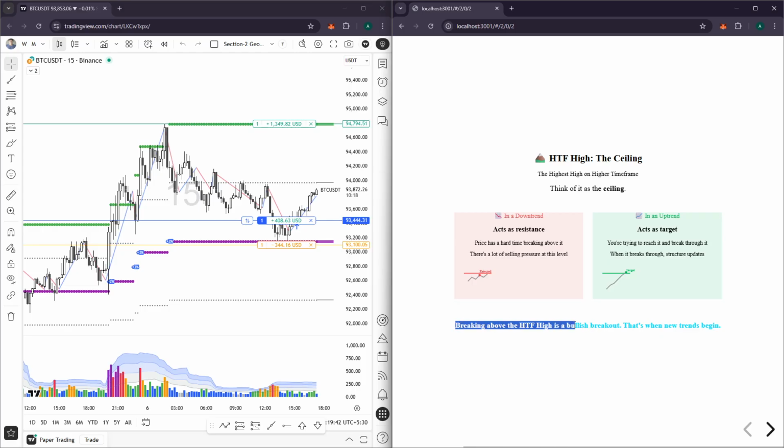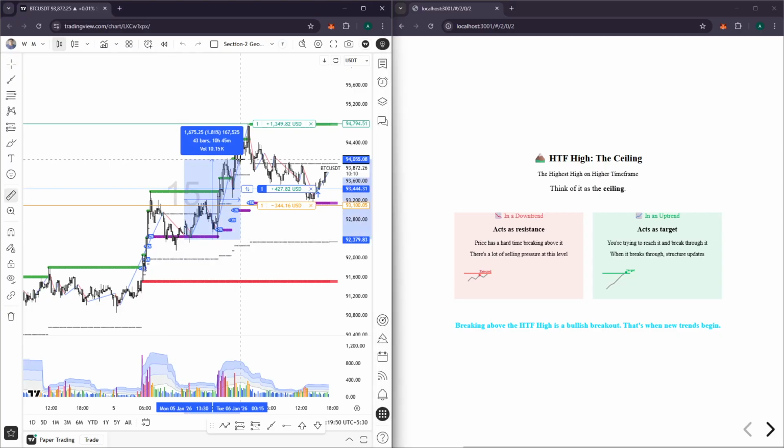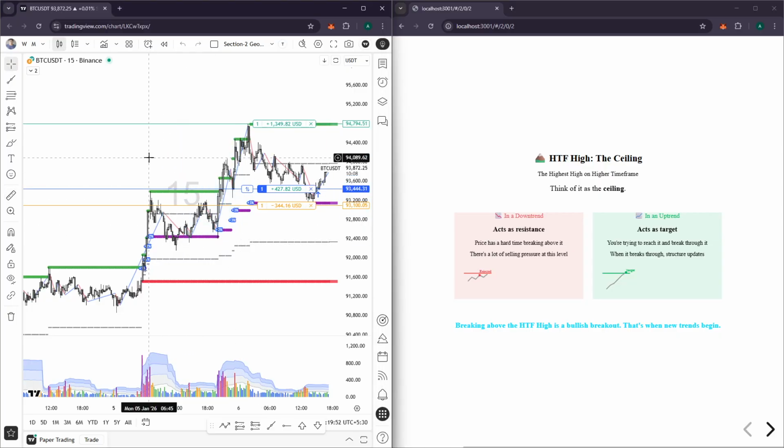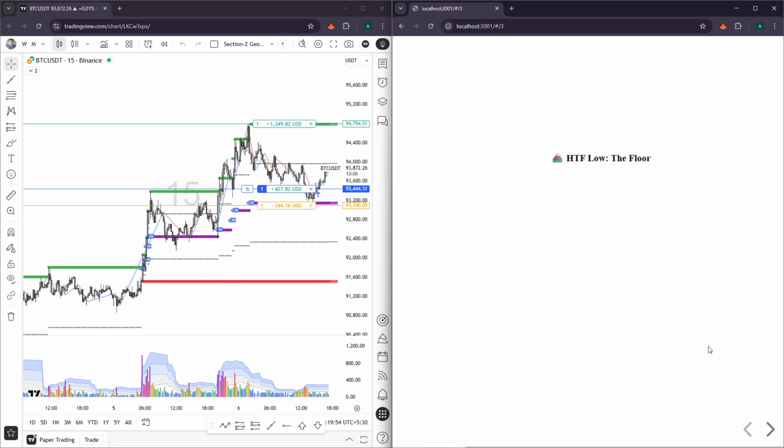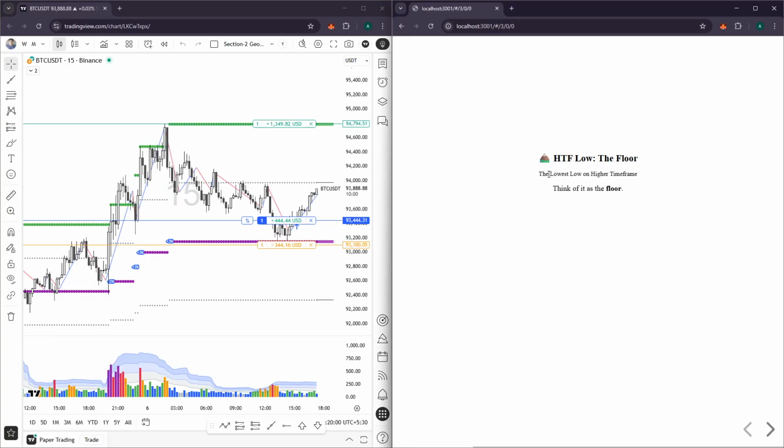Breaking above the HTF high is a bullish breakout, and that's when new trends begin. So see, it breaks above this HTF high, making higher highs, and when it pulls back, here you can enter long and a new trend begins there. So let's talk about the HTF low, and we can call this the floor. Think of it as a floor as well.